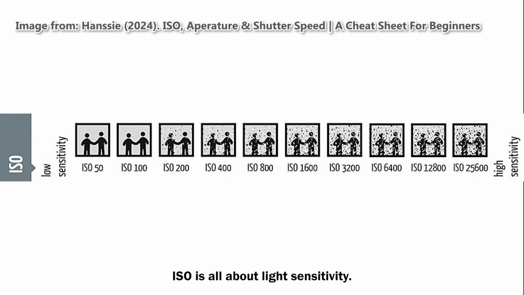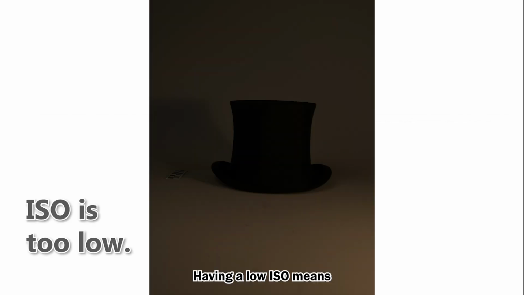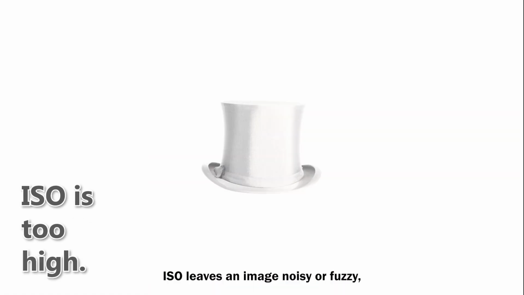ISO is all about light sensitivity. ISO settings range from 50 to 1600. Having a low ISO means the image will be more clear or smooth. On the other hand, having a high ISO leaves an image noisy or fuzzy, as well as increasing the brightness of the image. This depends on the light in the space, and settings may have to be adjusted.